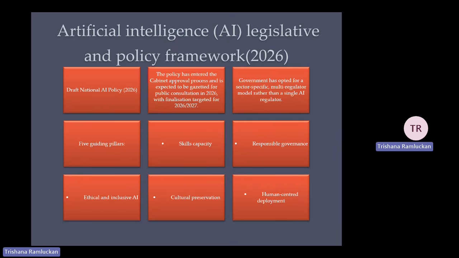Government has opted for a sector-specific multi-regulator model rather than a single AI regulator, and it has 5 guiding pillars. So we have skills capacity, responsible governance, ethical and inclusive AI, cultural preservation, and human-centered deployment.